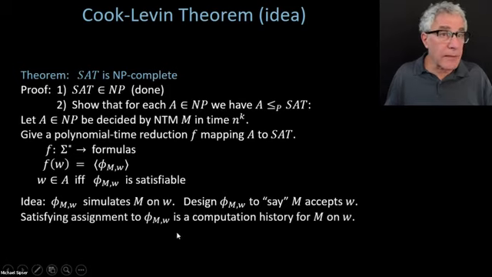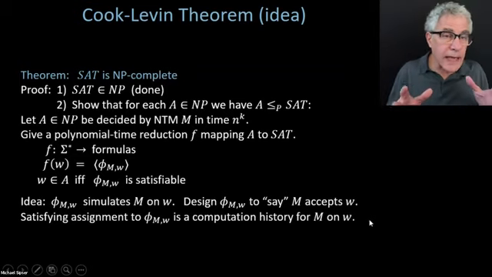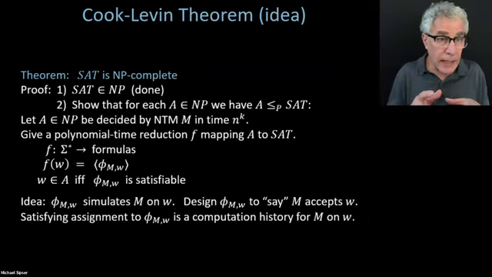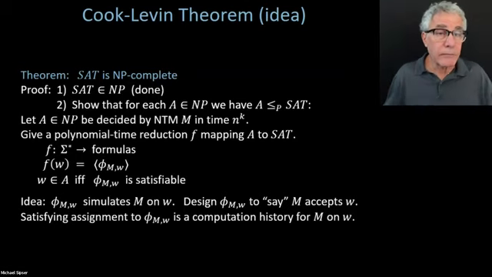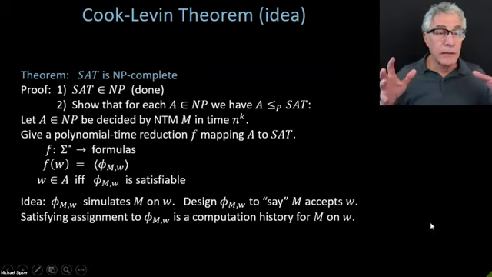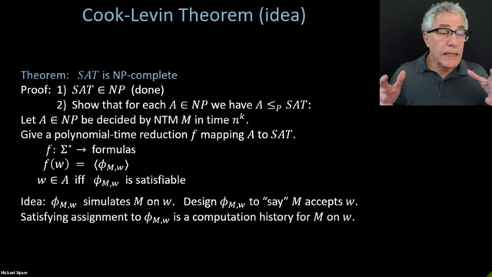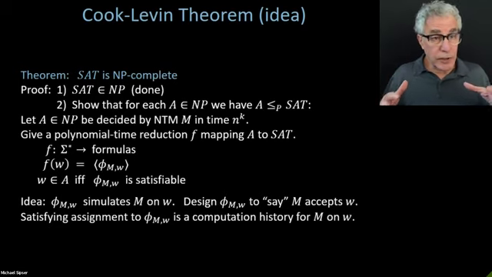So the satisfying assignment is going to be a computation history for M on W. And I'm just going to write that computation history in a particular way. It's going to have a somewhat different encoding, which is going to help us to visualize what's going on better. Okay. So that's the approach. That's the basic idea of what we're going to do.